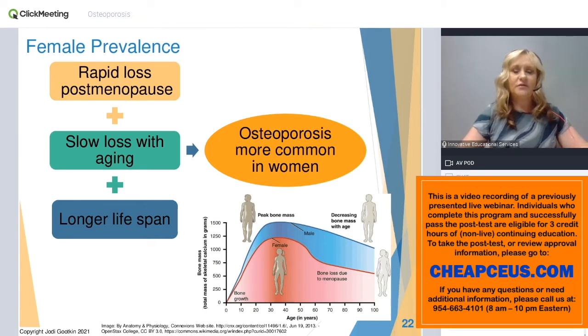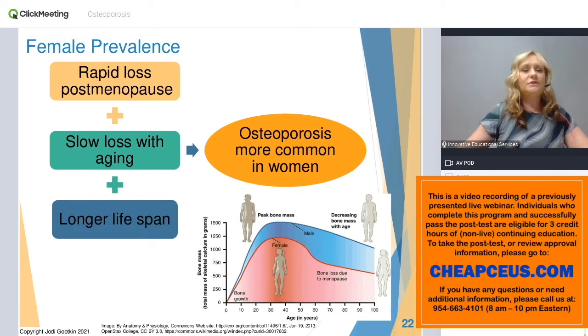As we look at females, there is more of a prevalence of osteoporosis in women. This is due to several compounding factors. The first one is that rapid bone loss after menopause because of the loss of those protective effects of estrogen. Combine that with, as the woman ages, that age-related or senile osteoporosis setting in.